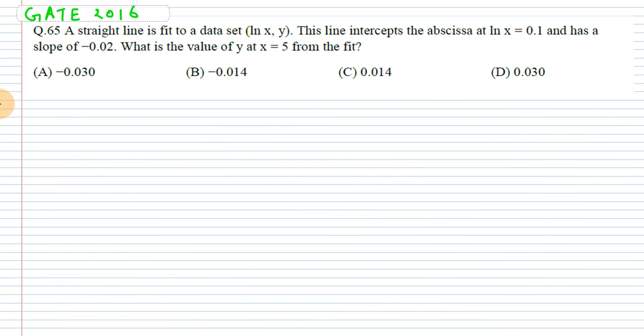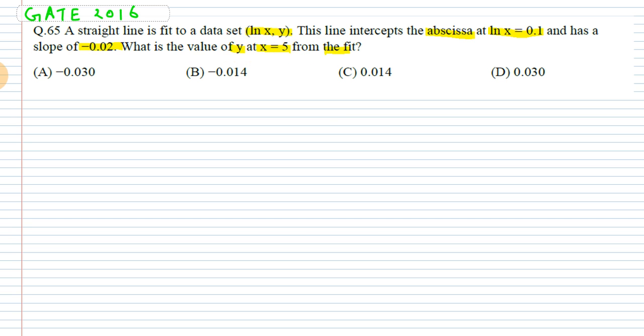The next question says a straight line fits the data set ln x comma y, and this line intercepts the abscissa, which is basically the x-axis, at ln x equals 0.1 and has a slope of 0.02. So what is the value of y at x equals 5 from the fit?